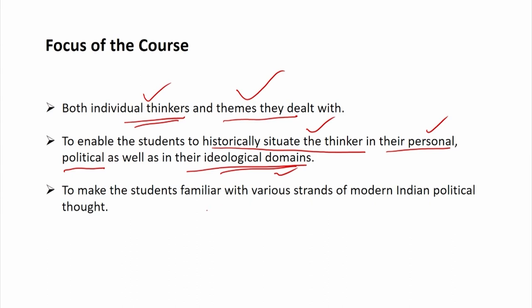The other objective of this course is to make the student familiar with the various strands of modern political thought. This point I wish to re-emphasize: there is no one singular hegemonic construct that was happening through this modern political thought. If we closely and deeply engage with some of the issues and ideas they were engaged in, that will unpack a lot of possibilities that can help us understand our modern society in a better way.